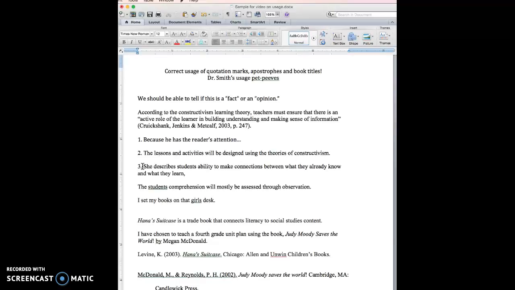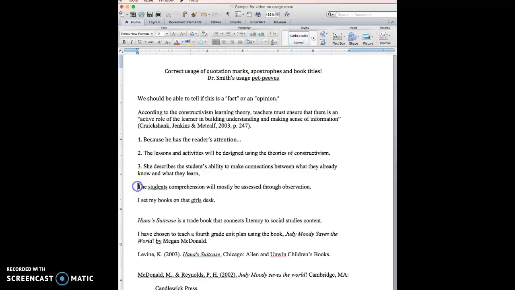Here we have the next sentence. "She describes students' ability to make connections between what they already know and what they learn." Let's say we should put a "the" here. "She describes the student's ability to make connections." Okay, in this case, the ability belongs to the students. And again, this could be one student or it could be multiple students. I'm not sure what is being referred to here. So we're going to say, because it just says ability, we're going to talk about one student and we're going to put an apostrophe there. She describes the student's ability.